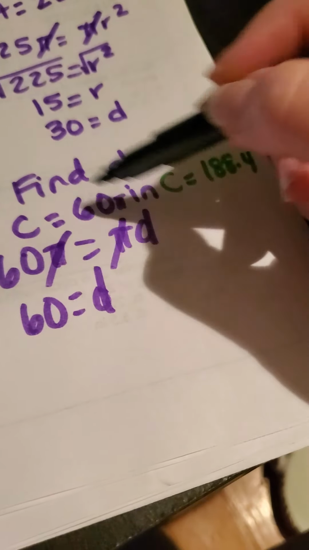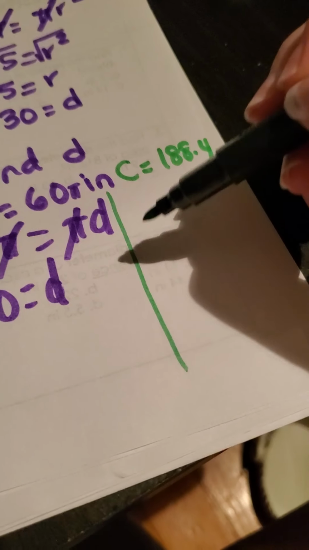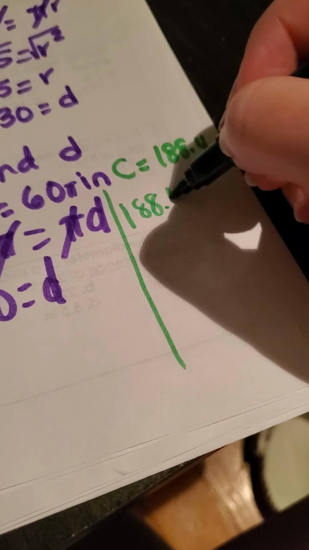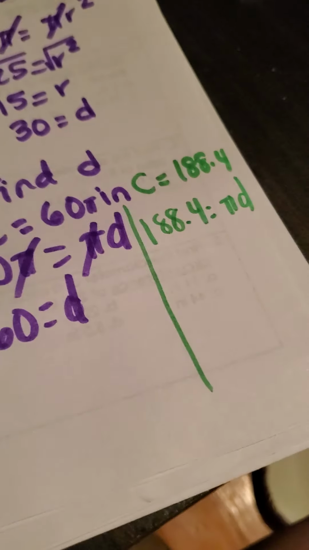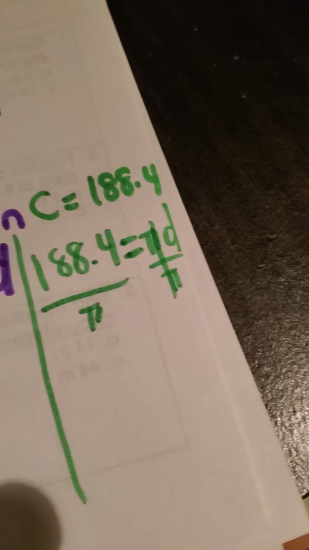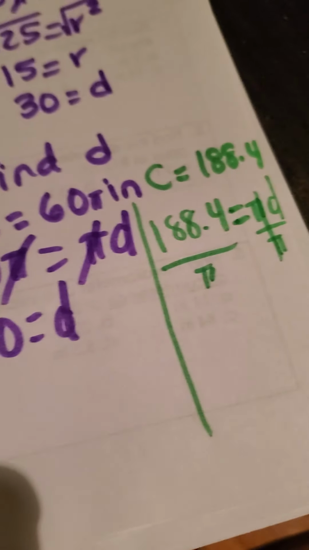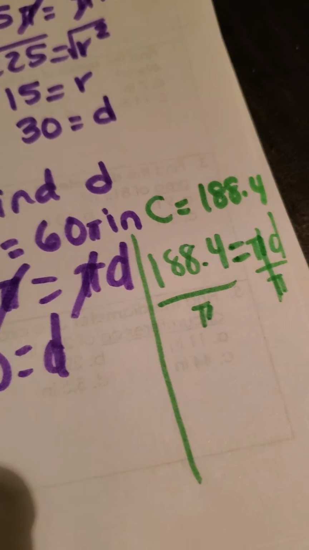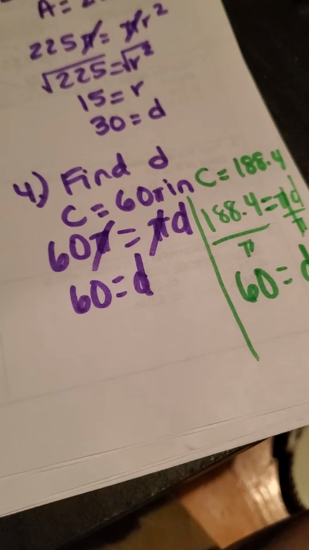And I'm going to do the same thing in this formula. So 188.4 equals pi times the diameter. But this time, I don't have pi to just cross out. So I do need to go ahead and divide by pi. And I'm going to do 3.14. So 188.4, if you want to type it in with me, you can. Divided by 3.14 is going to still give me 60. So either way I do it, I'm still going to get the same answer.